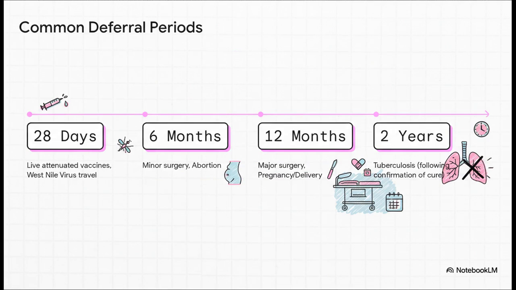If you look at our timeline, you can see that major surgery requires a full 12-month deferral, so our patient needs to wait another 4 months. And the thinking there is to give her body plenty of time to fully rebuild its hemoglobin and iron stores after the stress of surgery.